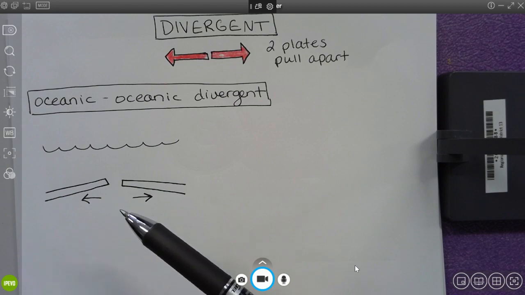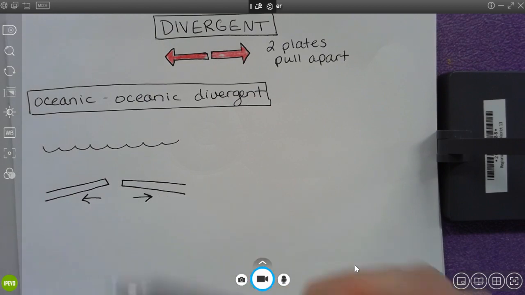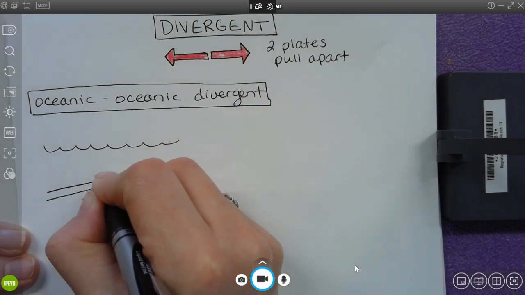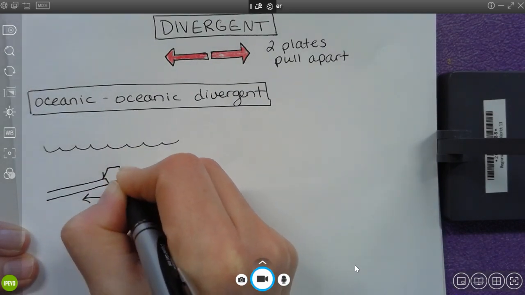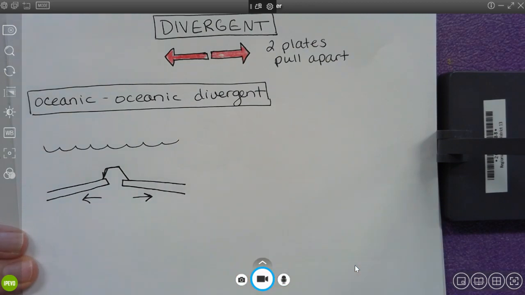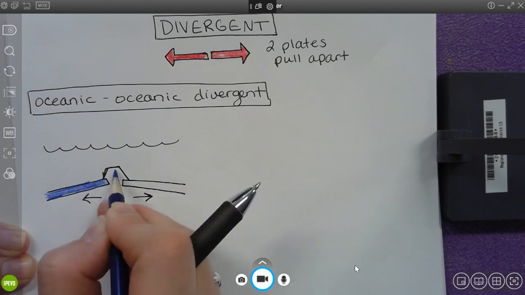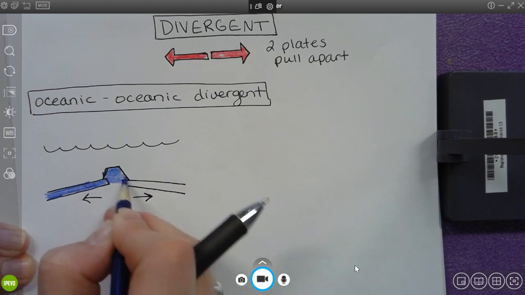Actually, just the opposite. What's going to happen here is as these plates move apart, magma from the mantle is actually going to move up into that space. And that's because of the density. So this less dense hot magma is going to move up and it's going to fill in this space, and it's going to form mountains, underwater mountains. I'm going to color in.